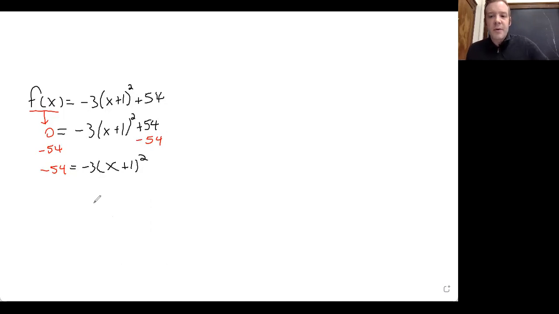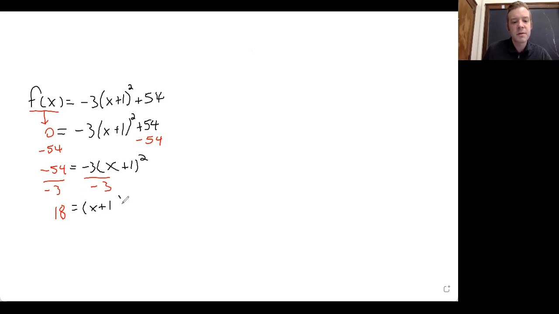Just like the last problem, I now want to cancel out the number that's in front of the parentheses. I want to cancel out my negative 3. And since the negative 3 is multiplied with parentheses, I want to cancel it out by dividing. So I'm going to divide by negative 3 on both sides. So when this happens, negative 54 divided by negative 3 will give me positive 18. And then I will just have my parentheses x plus 1 squared.